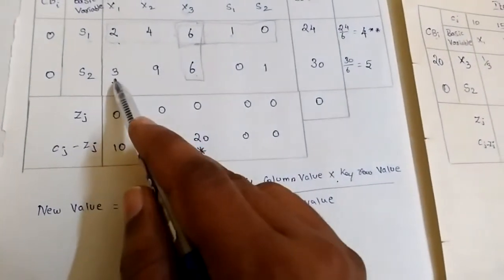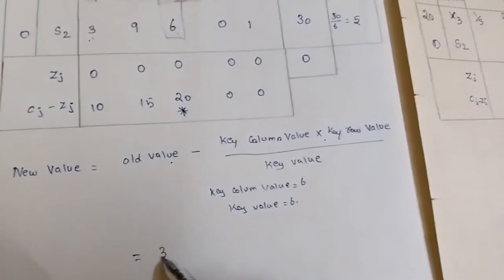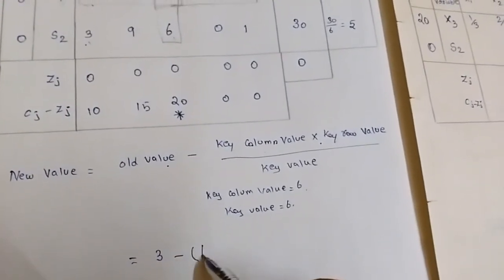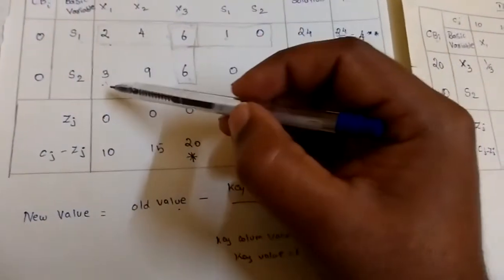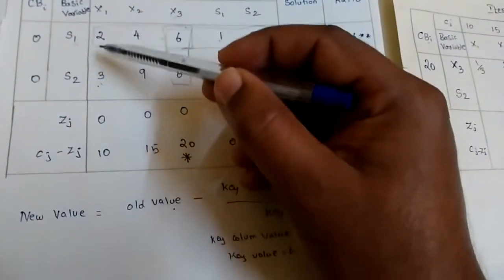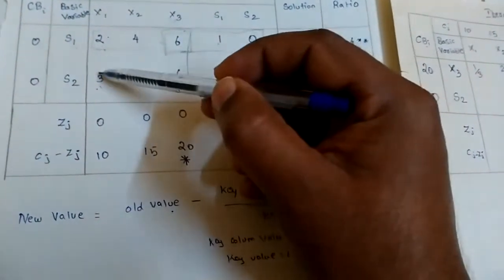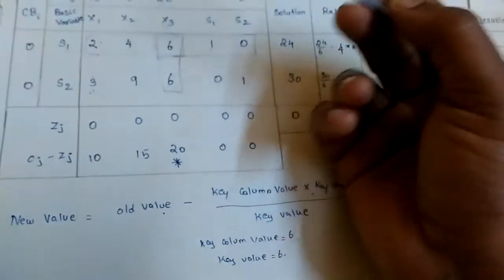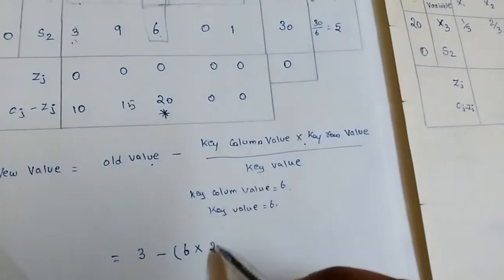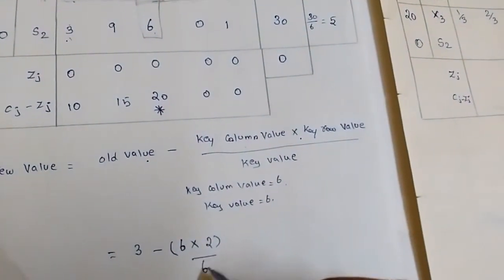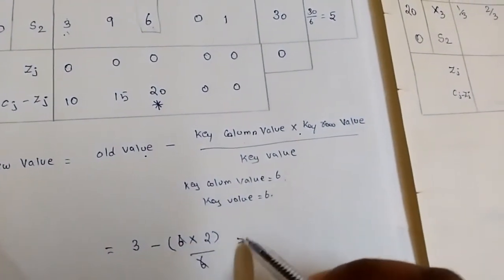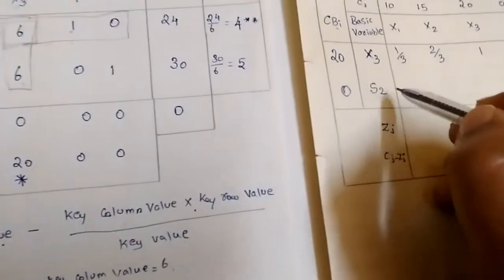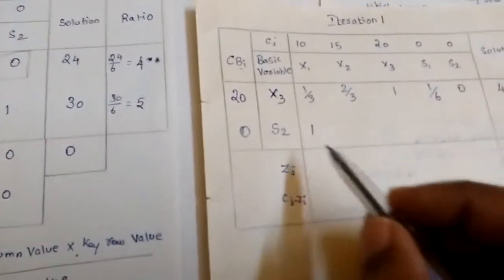Now we are going to calculate this place. What is the old value? 3 minus key column value 6 into key row value, the value which is above this value. This is the key row, above this value in the old table, the value is 2. Divided by key value 6. 6 cancels, 3 minus 2 is 1. So in this place you are going to replace the new value 1.